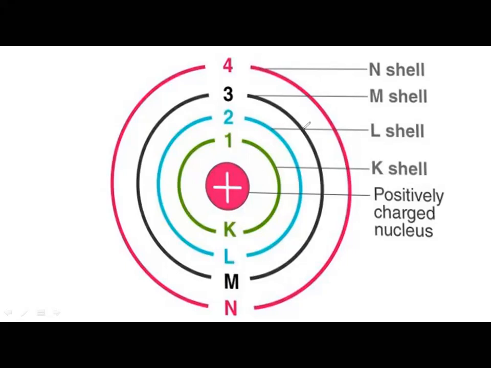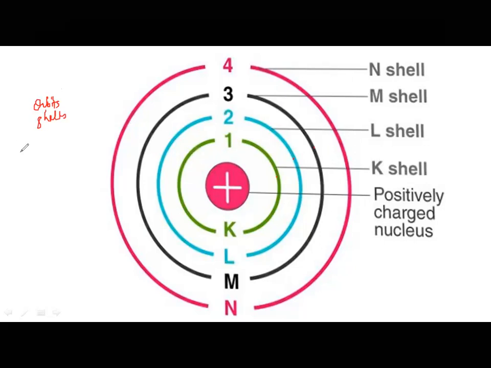Further, he said the electrons revolve around the nucleus in certain permitted circular orbits. You can see here these permitted circular orbits are called orbits or shells. Which orbits are allowed for the electrons? Can I place any electron in any orbit?